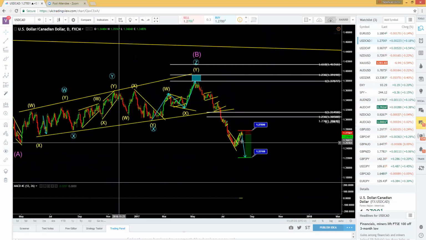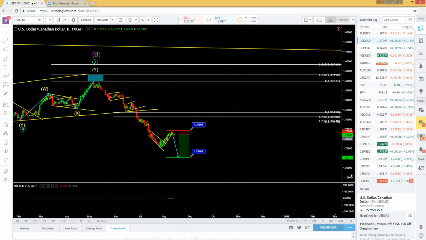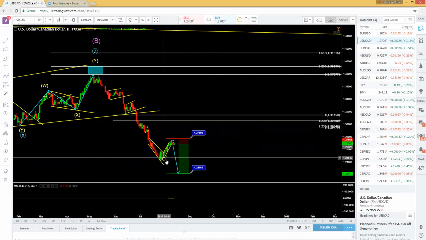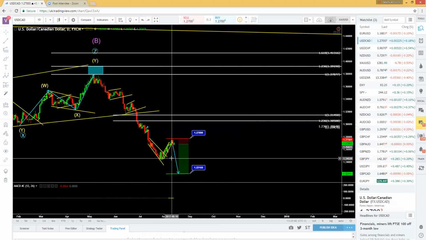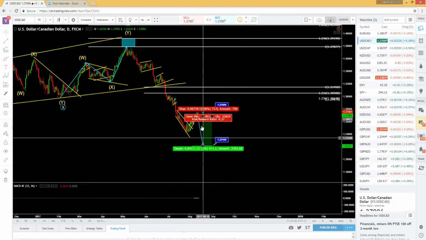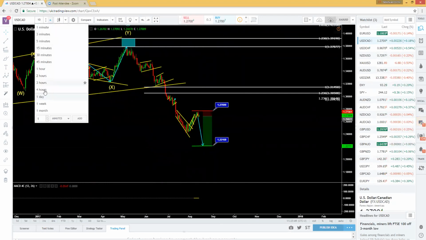This is where we entered another trade. So remember, we took it from here. We're about 1,300 pips around this area. But now we keep adding as we go down. Just go down to a lower time frame.